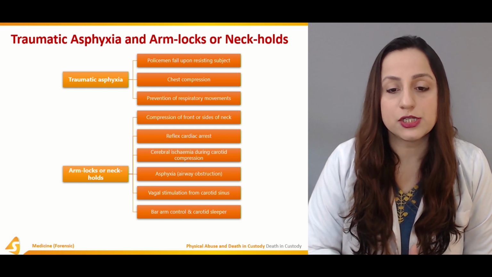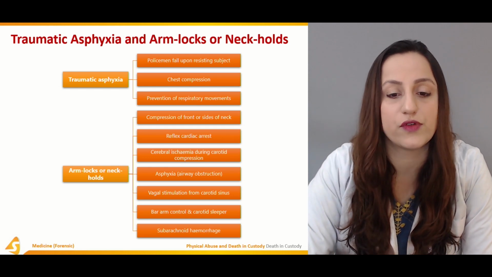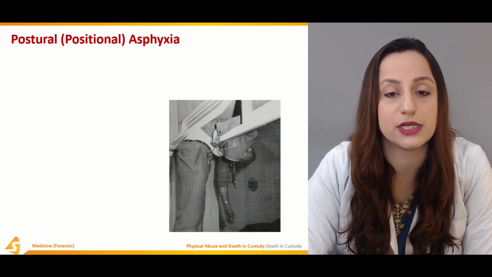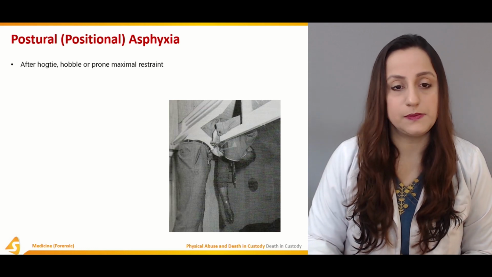The bar arm control or the carotid sleepers are again the mainstay over here, and there is some subarachnoid hemorrhage that is quite evident. Then moving on to the positional asphyxia.